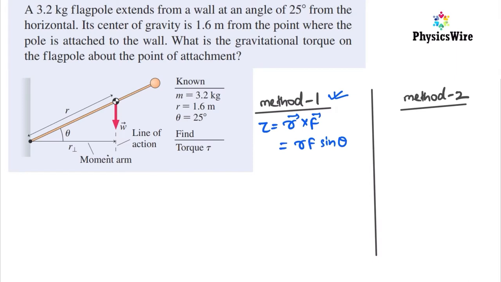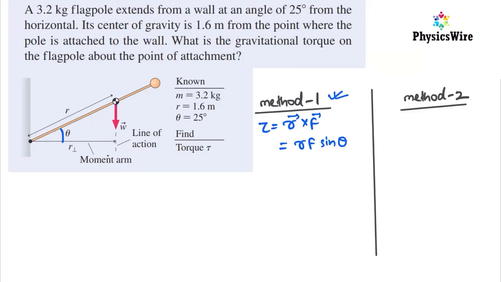Let's solve this example using different methods. So what is given? The mass of a flagpole is given and the angle theta is given. Here this is the theta, which is given as 25 degrees, and the center of mass. First we need to analyze the different forces acting on the system.